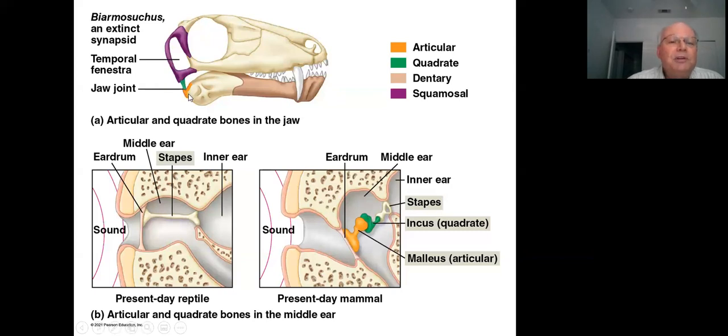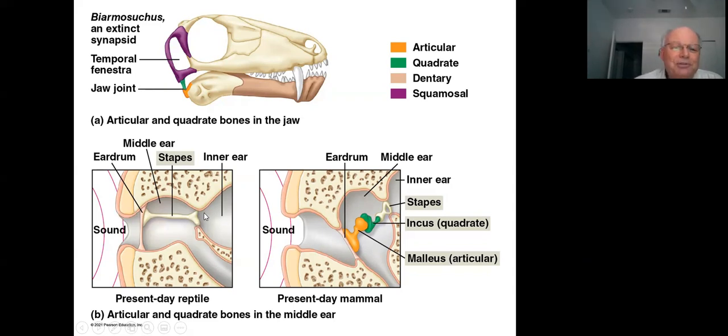With the reduction in size and then the loss of function in terms of the lower jaw joint, these bones can now be adapted to a new purpose, and the adaptation is for them to migrate upwards and inwards into the inner ear to connect with an existing bone called the stapes that all reptiles possess, that connects the eardrum to the inner ear and specifically to the cochlea, that turns the vibrational energy of sound waves into electrical energy in nerves.